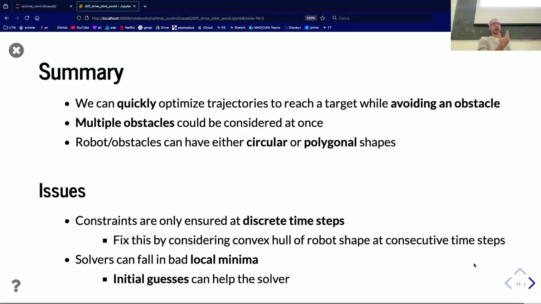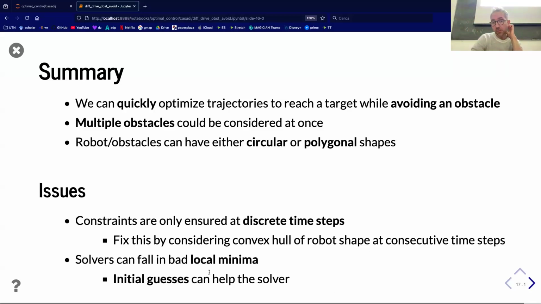We have also seen that there are some limitations to this approach. One is that we can only ensure constraint satisfaction at discrete time steps. So we might have collision in between time steps, but there are approaches that can be implemented to either mitigate or even completely solve this issue, like adding extra constraints, or decreasing the time step, or checking collision with the convex hull of the robot shape at consecutive time steps.